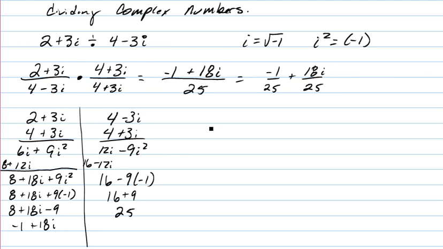And that's dividing a complex number. Multiply the numerator and denominator by the conjugate, and then simplify if you can. In this example, I couldn't simplify.